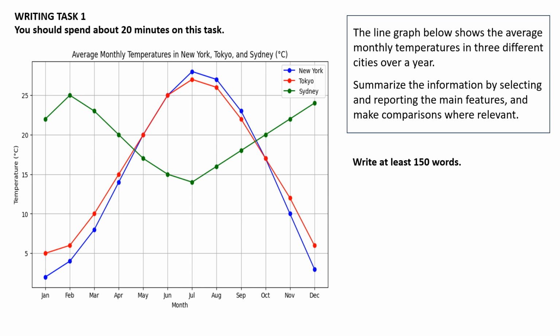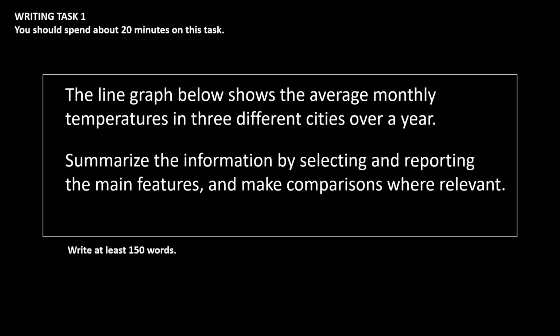Now, let us turn our attention to a sample writing task 1 question that includes a line graph. The writing task 1 format typically presents you with a visual representation of data in the form of a line graph. As the initial step, it is crucial to give your full attention to reading this information. Now we'll see the question card.